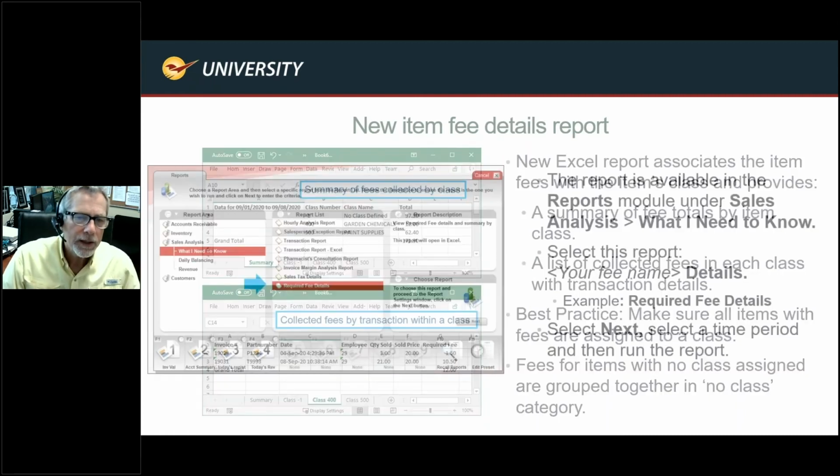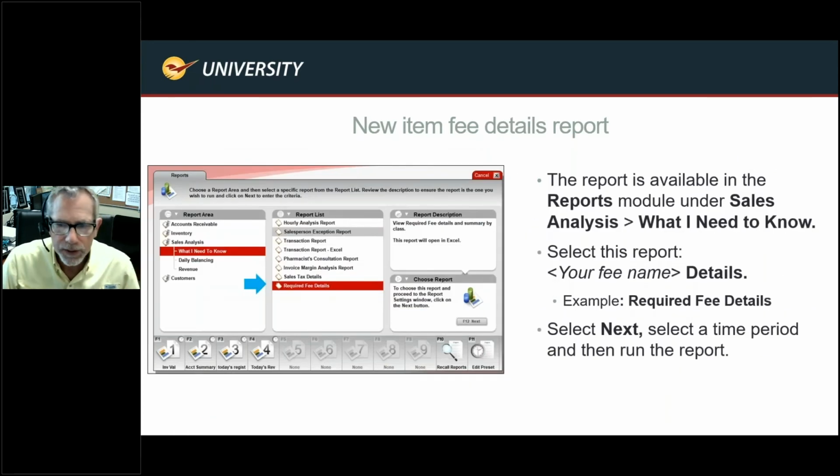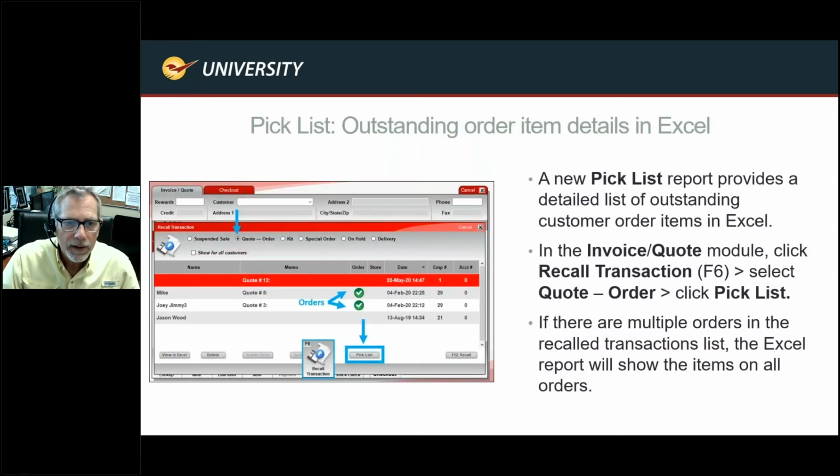Now that name that you changed it to, in this case, we would change it to required fees. We now see on the What I Need to Know under Sales Analysis Reports, under the report list, you have a new report called, whatever the name was, Details. In this case, it's Required Fee Details. If you didn't change it, it would be Core Charge Details. So this is a report that, again, we just showed on the previous screen, but this is where you would get access to that. All right, moving on.